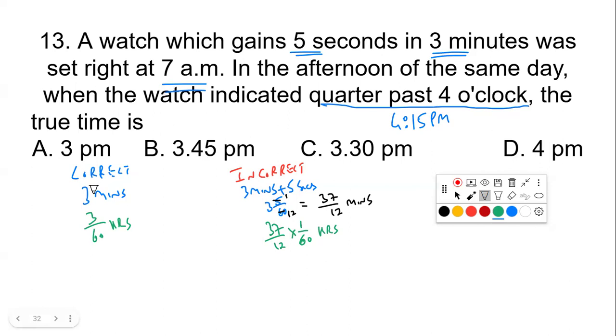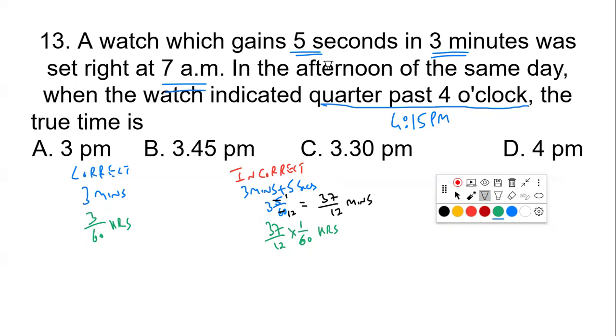First, we considered 3 minutes correct time. It will exactly show 3 minutes only. This will be 3 minutes 5 seconds, that is 37 by 12. Now we are converting minutes to hours. 3 by 60 will give me hours, and 37 by 12 into 1 by 60 will give me hours. Why am I doing it in hours?